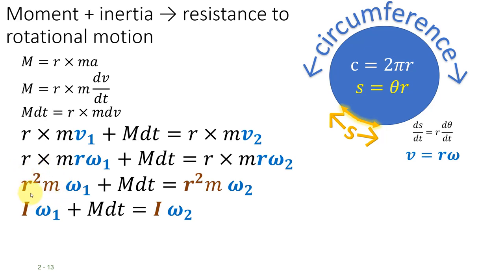We'll go through how to calculate this quantity where the mass is not all at the same radius, but this is kind of a generic form of moment of inertia. So instead of mv plus Fdt equals mv, we have Iω plus Mdt equals Iω. And I, you can think of it as a resistance to rotational motion. A larger inertia makes it harder to rotate. It is also harder to bend if you have a larger inertia.